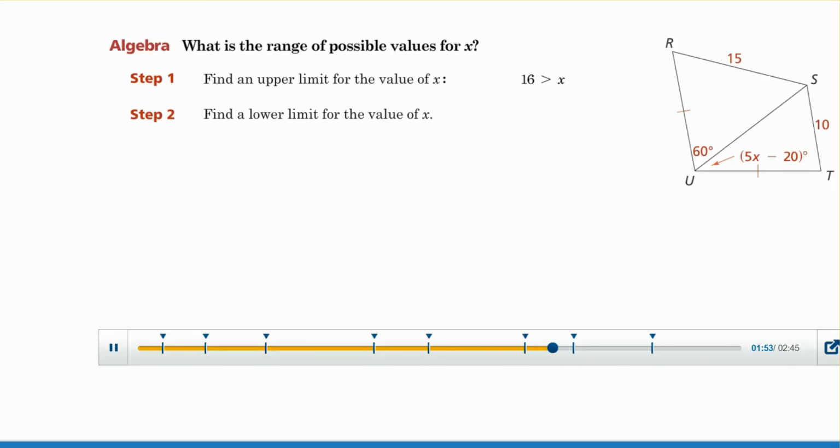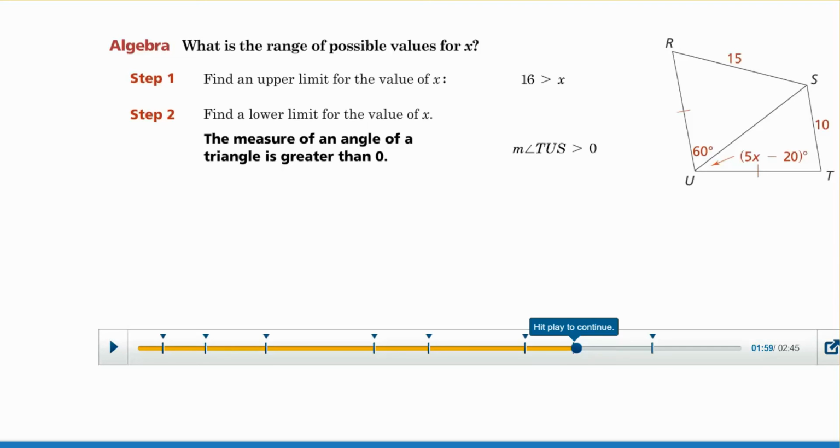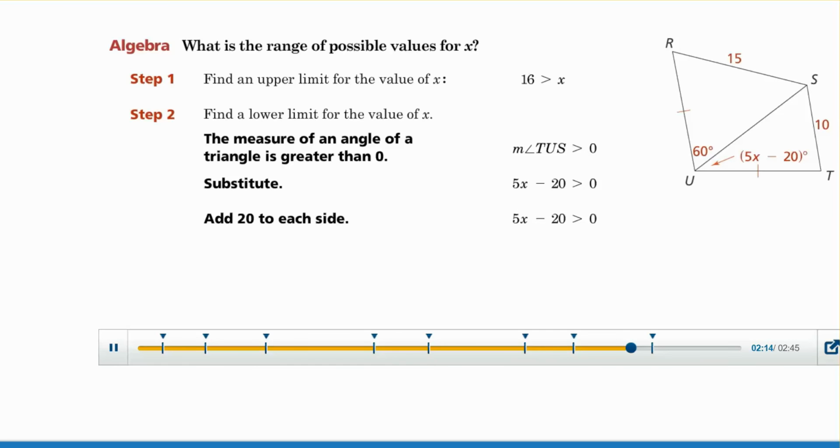Step 2. Find a lower limit for the value of x. The measure of an angle of a triangle is greater than 0. Substitute. Use 5 times x minus 20 for the measure of angle TUS. Add 20 to each side of the inequality. Divide each side of the inequality by 5.